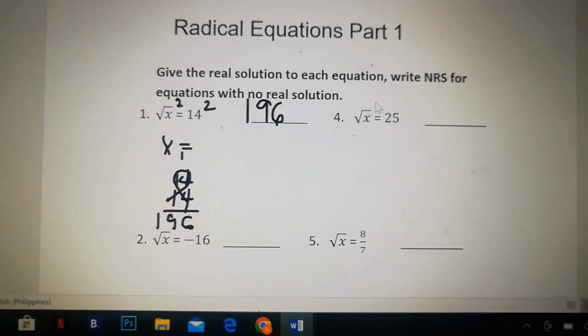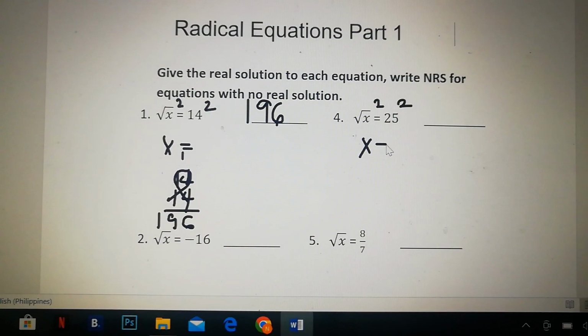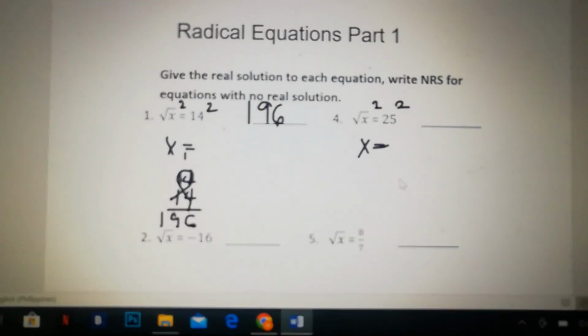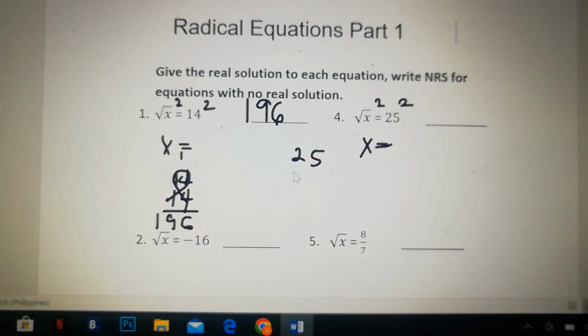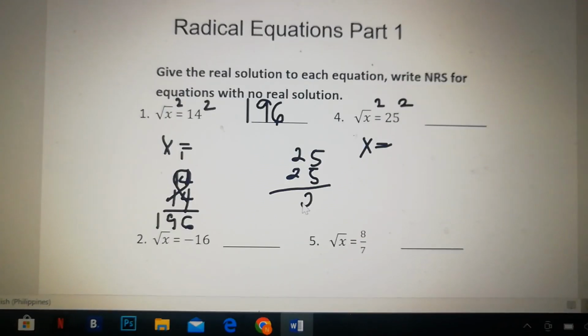Next, square root of x equal to 25. So again, square both sides of the equation. Square root of x squared is equal to x. So 25 times 25. 5 times 5, 25. 2 times 3 is equal to 6. So just add here 1. That's why this is 2 times 3 equal to 6. So 625.